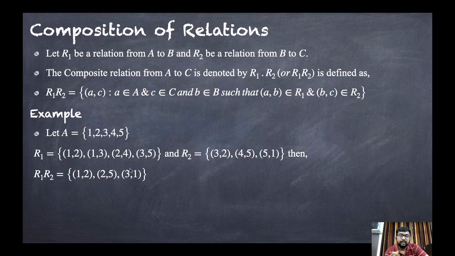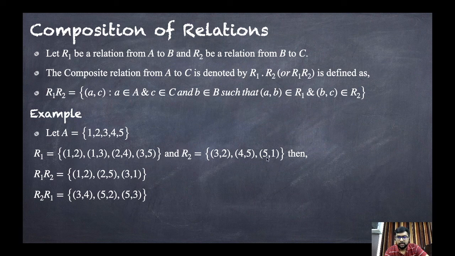Now let us calculate R2 and R1. So for R2 and R1, first we need to consider from R2. So just pick this one. 3 goes to 2. Now in R1, 2 goes to something. Yes, 2 goes to 4. So 3 goes to 2 and 2 goes to 4, so the first entry will be (3, 4). Next 4 goes to 5 and here 5 goes to nothing.